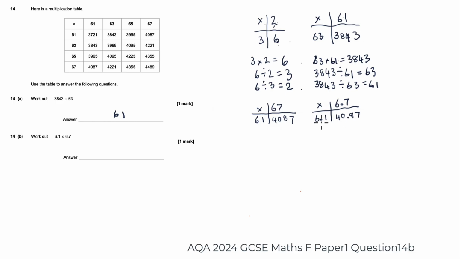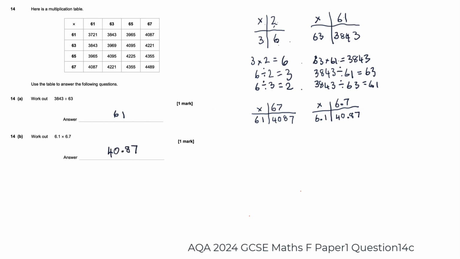Another way of doing this is just to count the number of figures to the right of a decimal point. There's 1 there, there's another 1 there, so in the answer there's going to be 2. We just add up the number of figures to the right of the decimal point. So either way, the answer is 40.87.